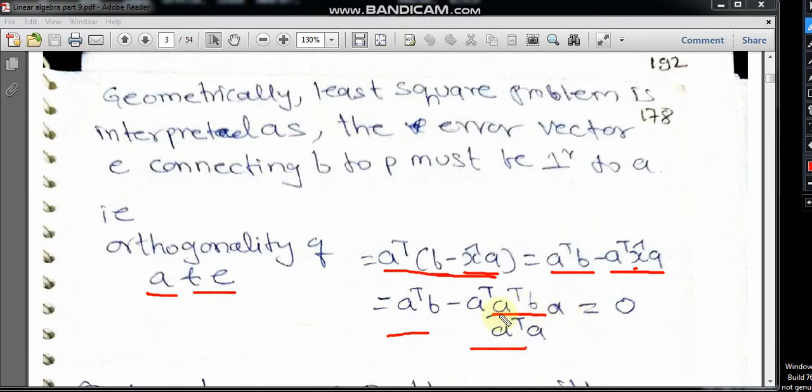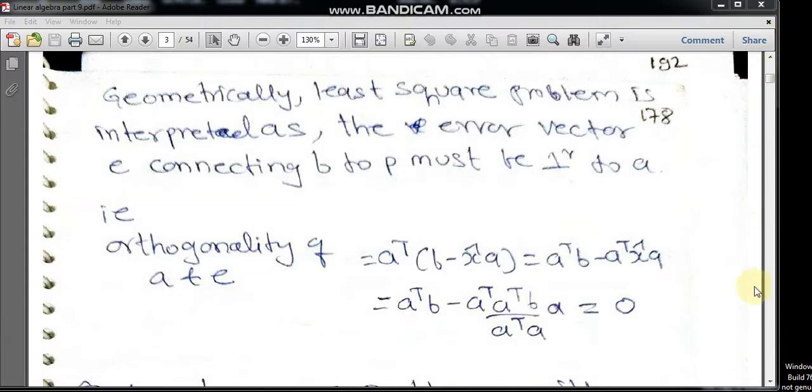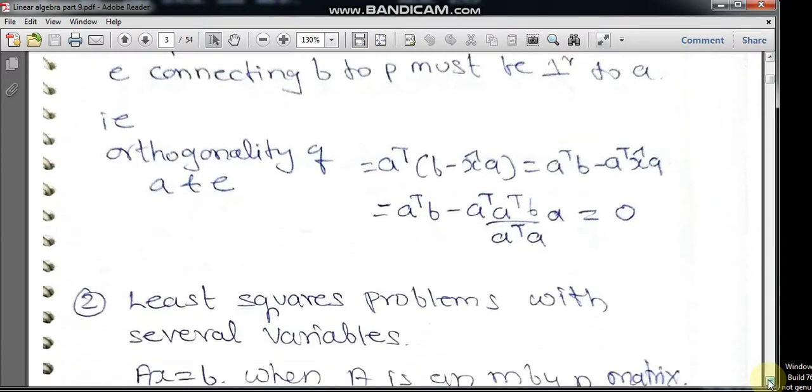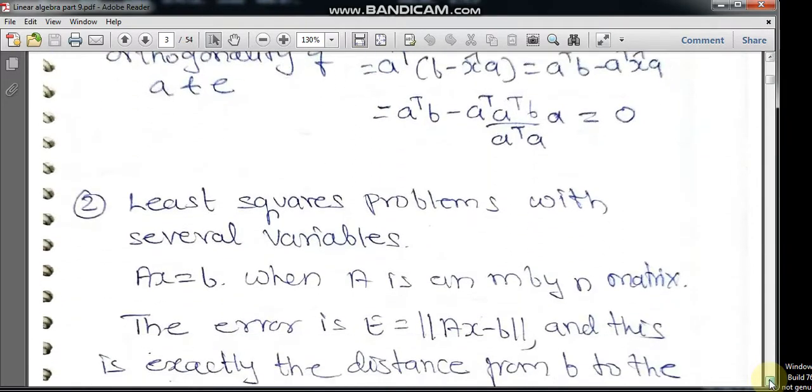So if I have this, you can check here what happens. This is A transpose B. Here also we are left with A transpose B. So A transpose is cancelled, A is cancelled, you are left with A transpose B. So A transpose B minus A transpose B gives you 0. So that means what? Both the error vector and the original vector are orthogonal to each other.